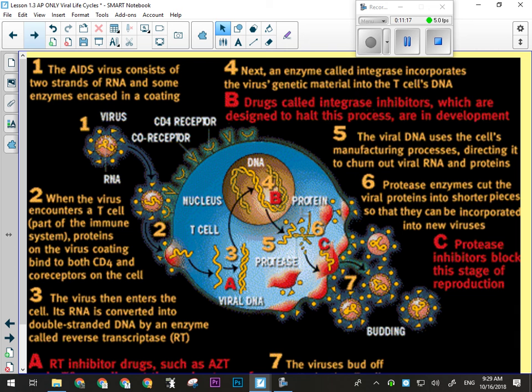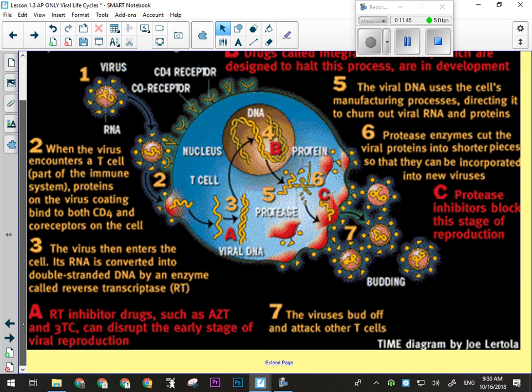Okay, so if we're looking at the HIV life cycle here, the AIDS virus, or HIV virus, consists of 2 strands of RNA and some enzymes. It will effectively attach onto a white blood cell. The virus encounters a T cell, which is part of our immune system. Proteins on the virus coating bind to receptors on your cell membrane. The virus enters the cell. The RNA is converted into double-stranded DNA by an enzyme.